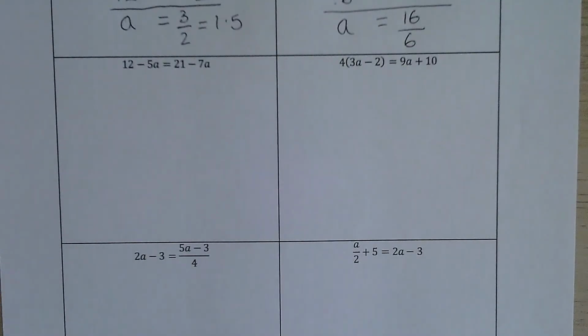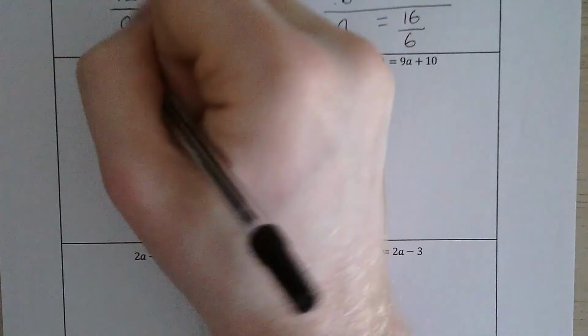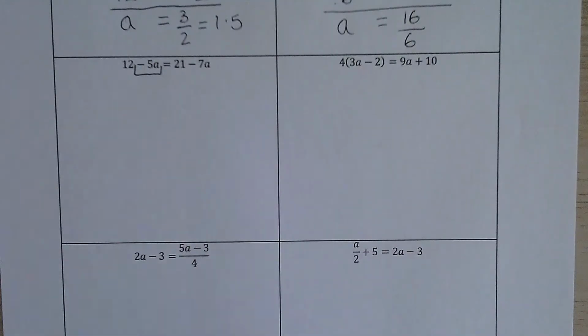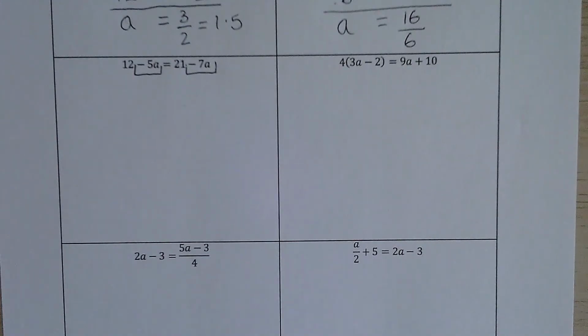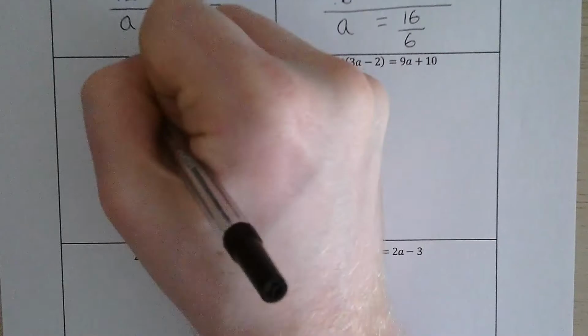Our next question is 12 take away 5a equals 21 take away 7a. Again, we start off by underlining the terms that contain our variable. They are minus 5a and minus 7a. We ask ourselves, which of these terms is the smallest? Well, is minus 5 smaller or is minus 7 smaller? Minus 7 is smaller, so therefore I need to do the opposite operation of subtracting 7a. That would be adding 7a.